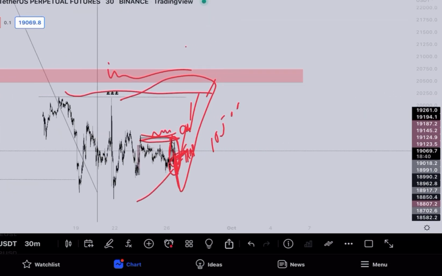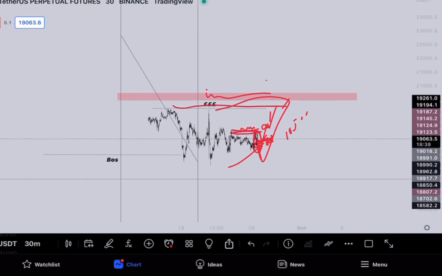Okay, so basically this is today's market update session. Hope it's clear for you to predict the next move.